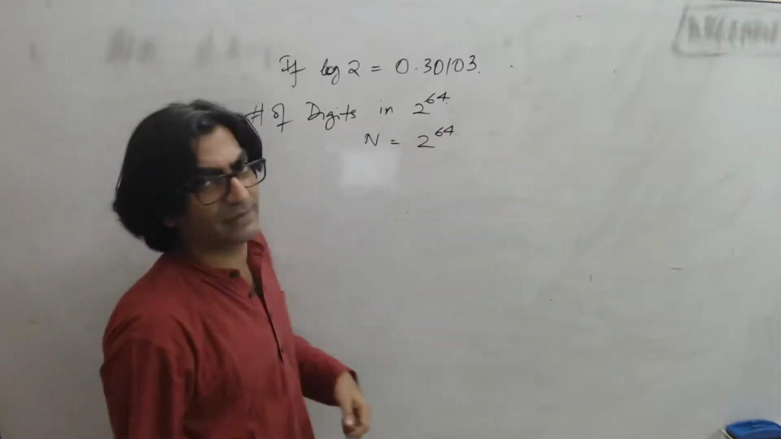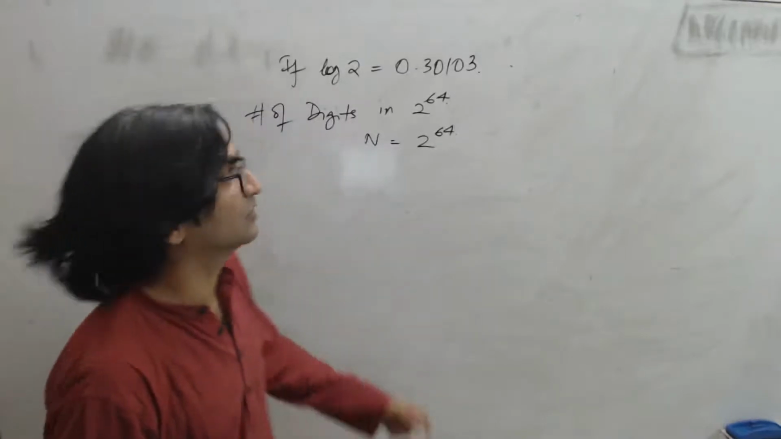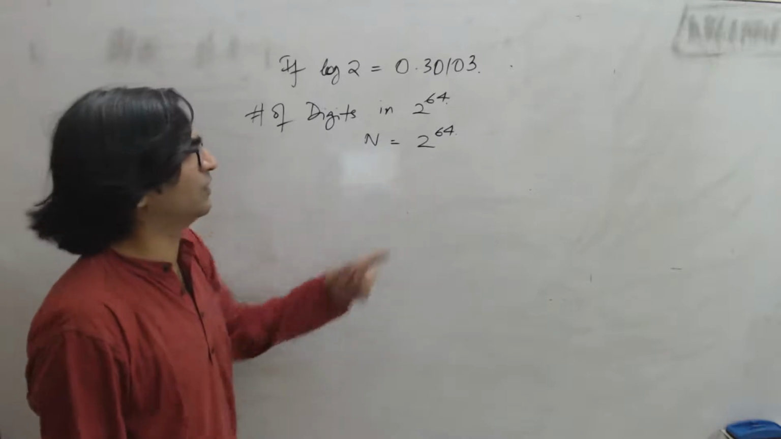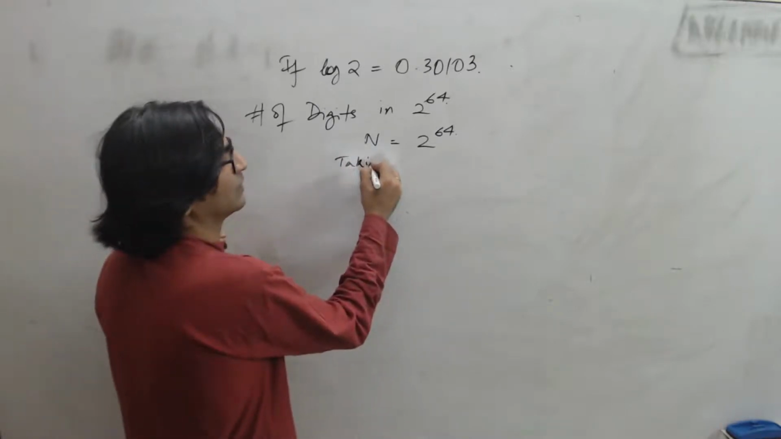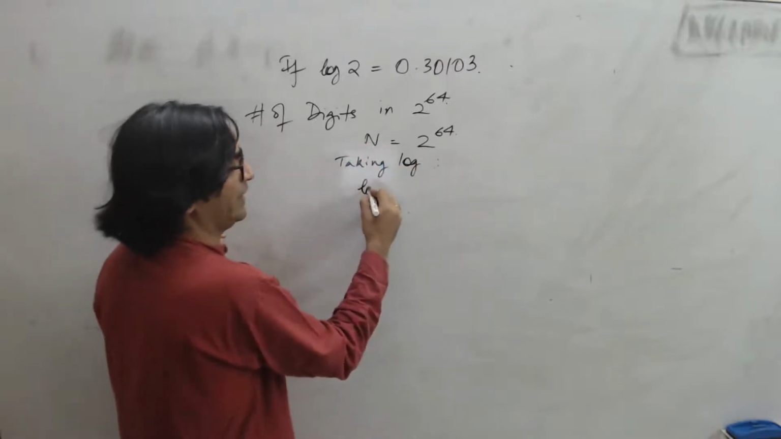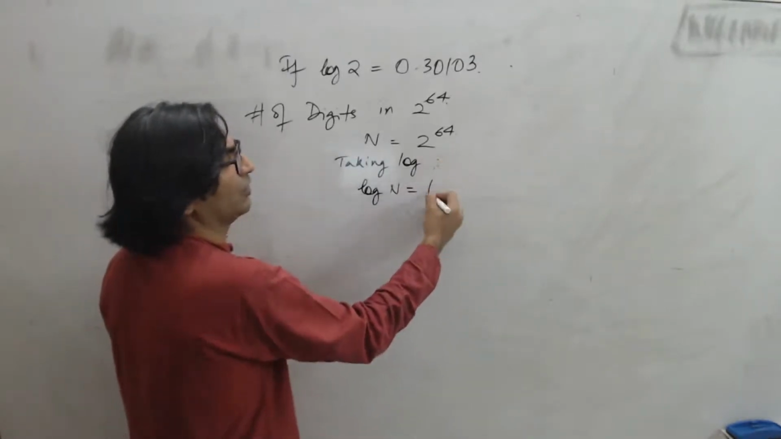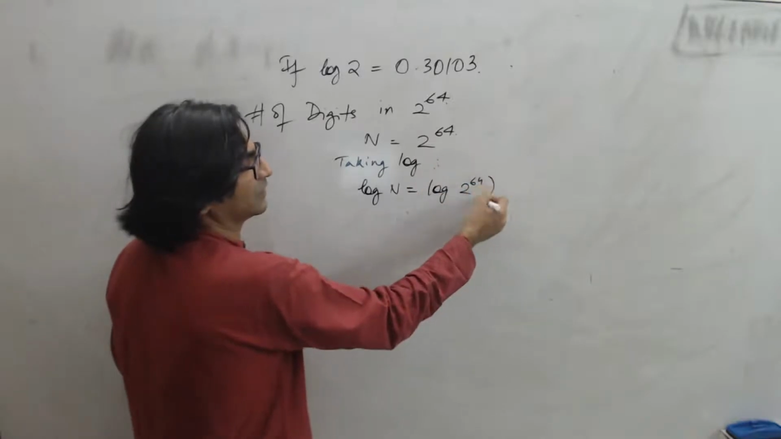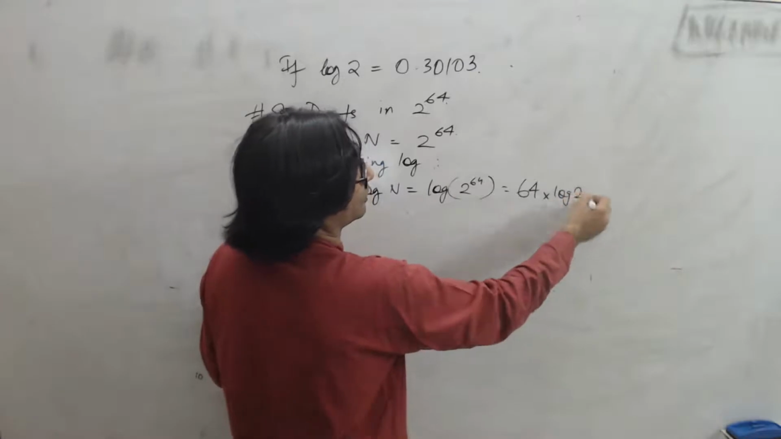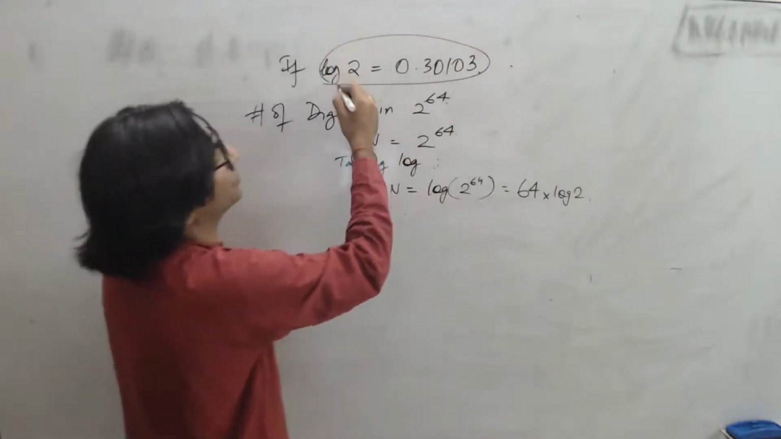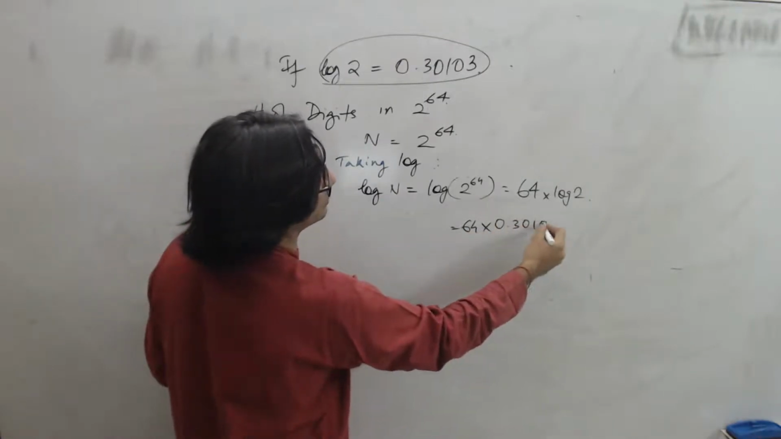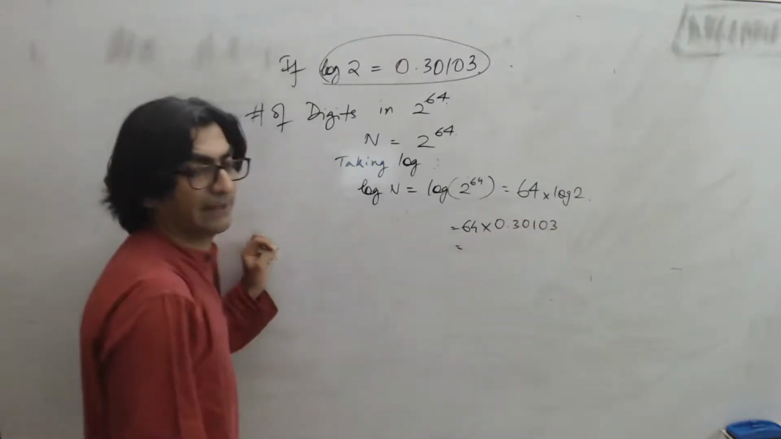The big hint I have is that the question gives me a log, so I know what to do next. Immediately I know that I should take log. Taking log on both sides, log of n would be equal to log of 2 to the power 64, and the power will come out, so this becomes 64 times log 2. Using the value of log 2 already given to us, this will become 64 times 0.30103.